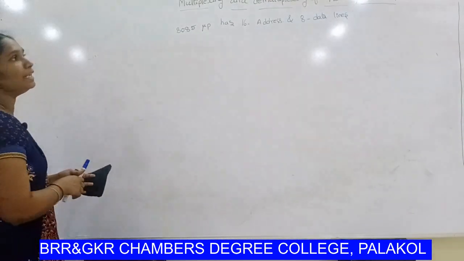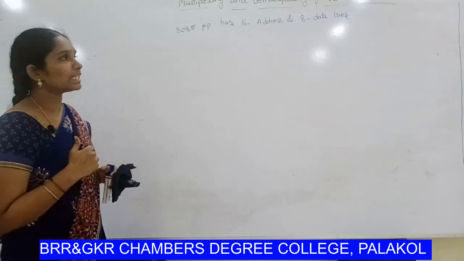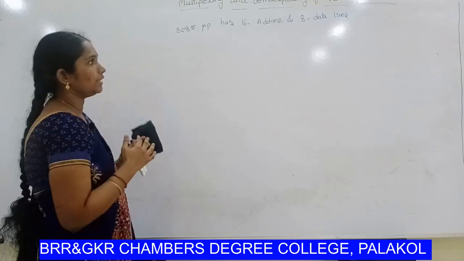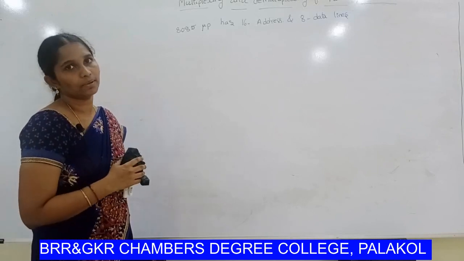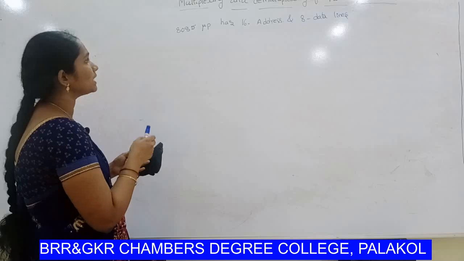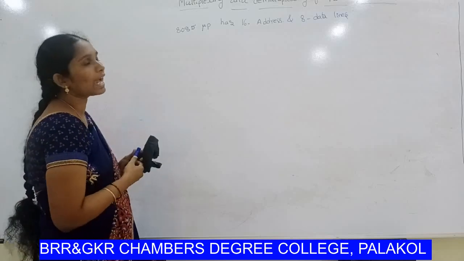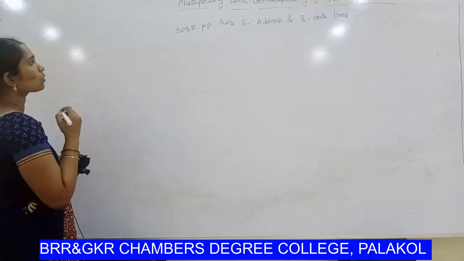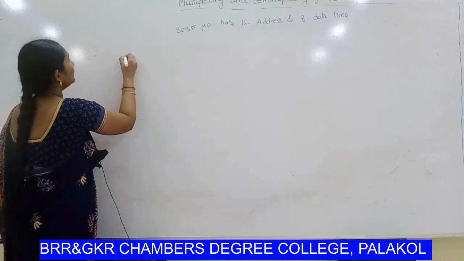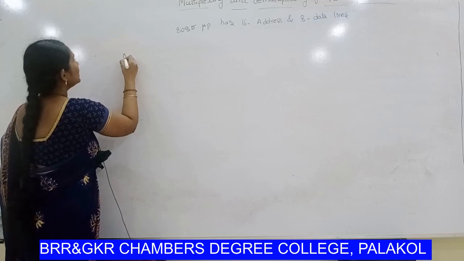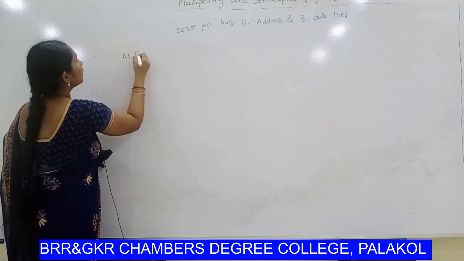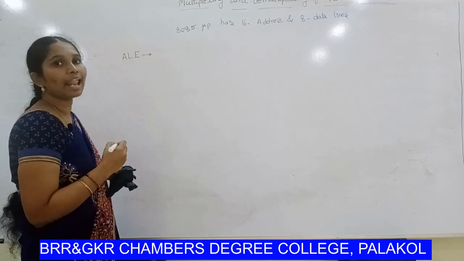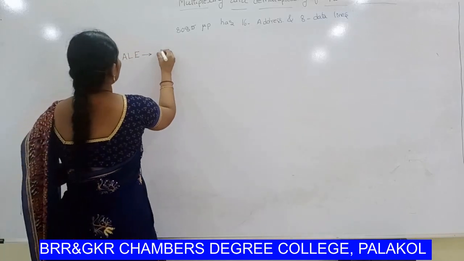Okay, so demultiplexing is nothing but separating the address and data lines. To separate the address and data lines, we use one signal. That signal is called ALE. ALE is nothing but address latch enable.